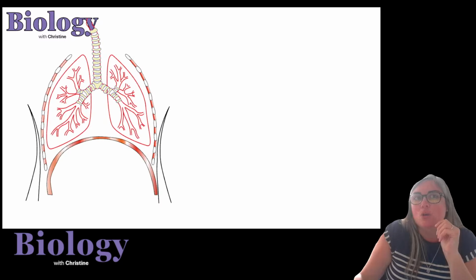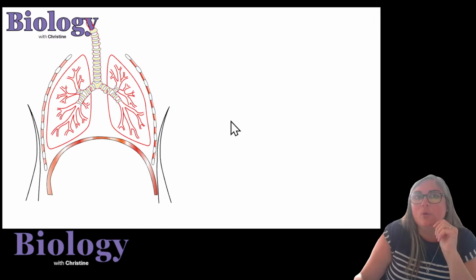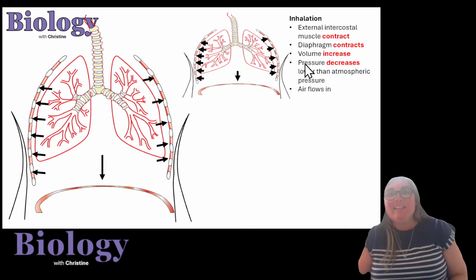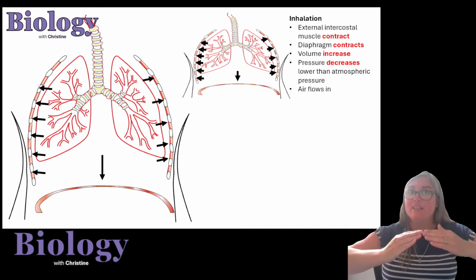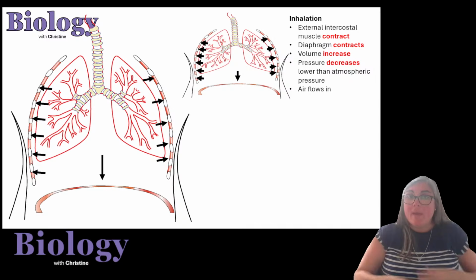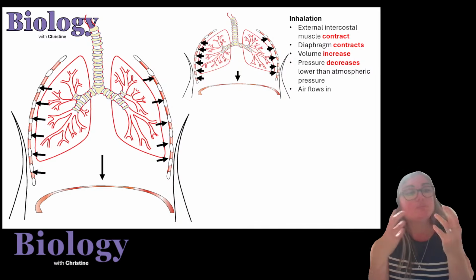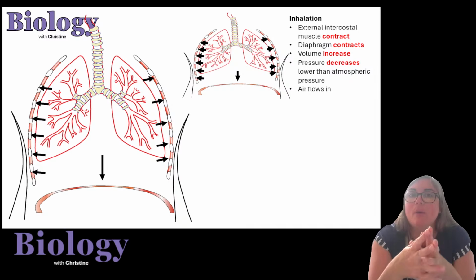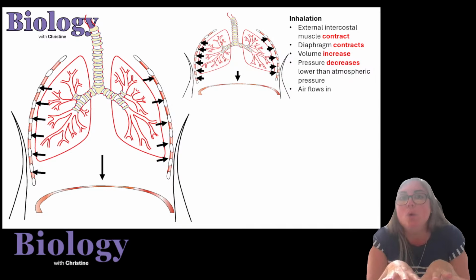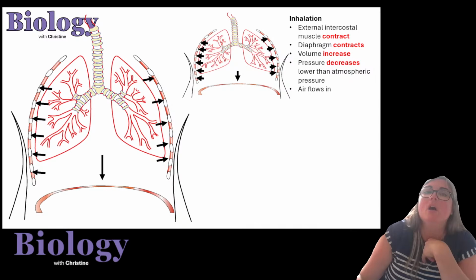So if we were looking at our gaseous exchange, as you sit here right now listening to me, your lungs are doing this. They are expanding and contracting, and that is all to do with our external intercostal muscles contracting and our diaphragm contracting, therefore the volume inside our thoracic cavity is going to increase. Because that increases, the pressure is going to decrease, lower than the atmospheric pressure, and therefore air is going to flow into our lungs.